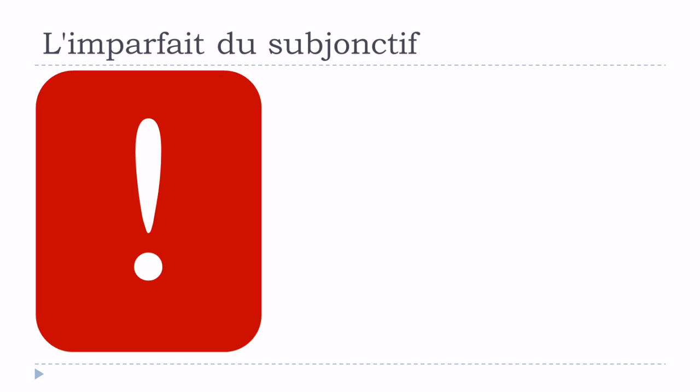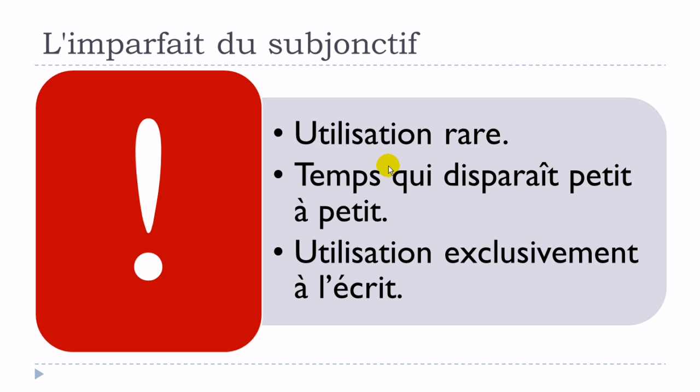You have to keep in mind, when we talk about l'imparfait du subjonctif, actually three things. The first one will be utilisation rare. So it means that it is really rare to see l'imparfait du subjonctif. The second thing, un temps qui disparaît petit à petit. So little by little, it is less and less used. And the last thing, utilisation exclusivement à l'écrit. Of course, it is quite tricky to say always, but in most of the cases, you will see this imparfait du subjonctif written. Quite few persons are using it orally, okay? But it's possible, everything is possible, but in most of the cases, it will be written, okay? So it is rare, it tends to disappear, and it's mostly written, okay?